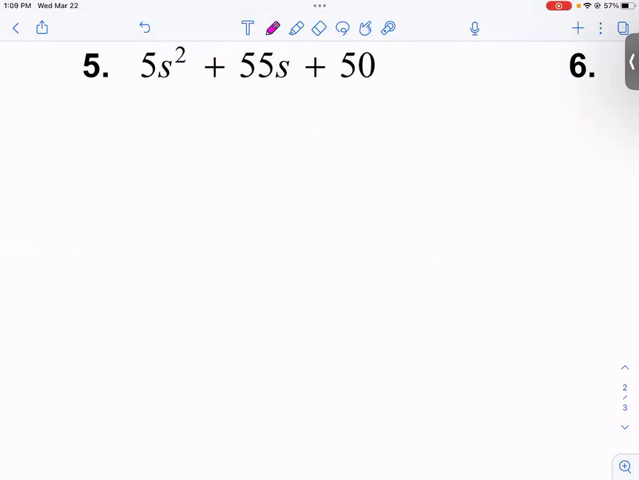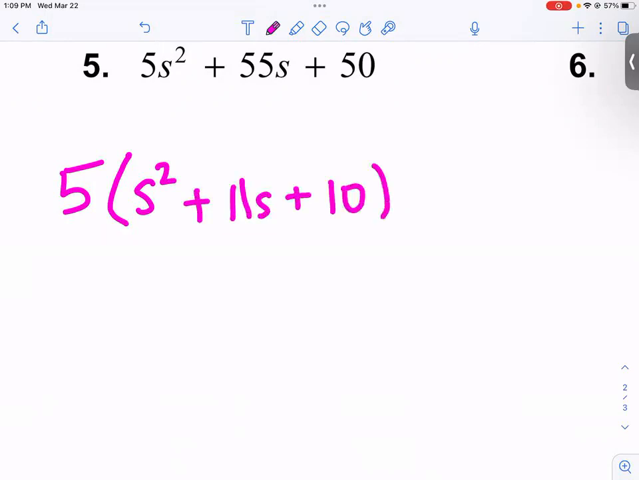Maddie, what's their GCF? Okay, Maddie said there's a GCF of 5. When we divide out the 5, guess what we have left? So when we divide out the 5, we have s squared plus 11s plus.